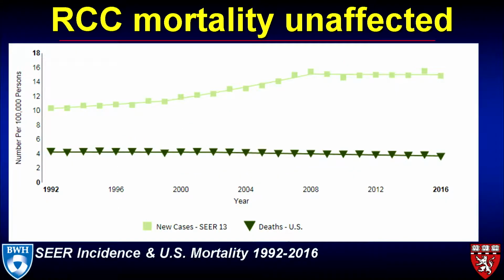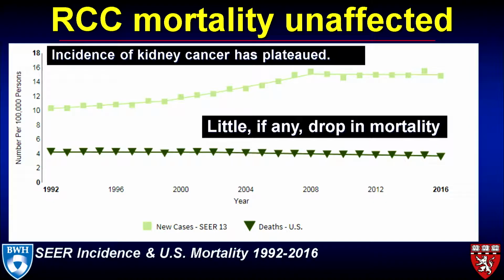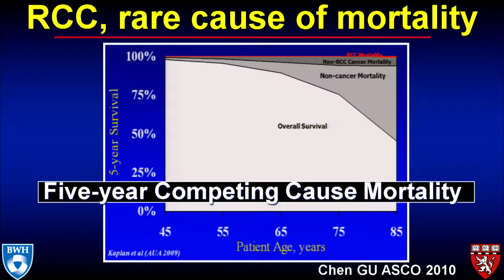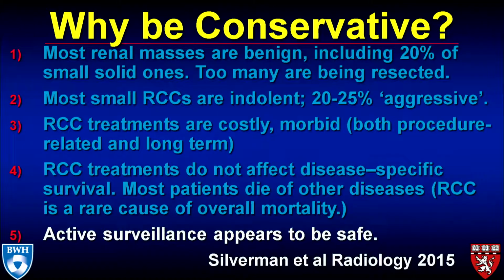Here's a little more data to show that maybe the cancer incidence is plateauing, but again, there's little, if any, drop in mortality. And this is just an old slide to point out that most patients die of non-cancer disease, cardiovascular disease. Of the cancer mortality, most is non-renal cell. Here's where RCC mortality is, way up here in the corner. Most patients die of things other than RCC.